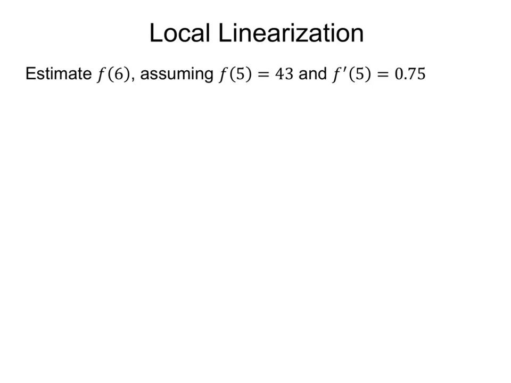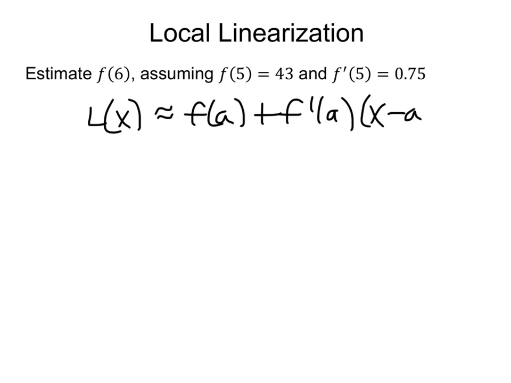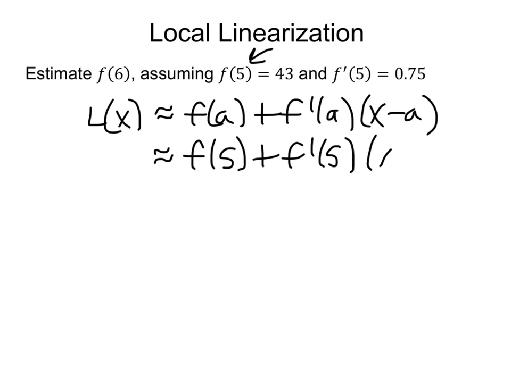Let's look at another example here, and this one is important because we don't have the function value, so it's critical to do the estimate using the linearization. Let's write that linearization formula one more time. f of a plus f prime of a times x minus a, and the a is equal to 5. Since the information we have here is all based on 5, I'm going to rewrite f of 5 plus f prime of 5 times x minus 5. And we're going to plug in the x value of 6.